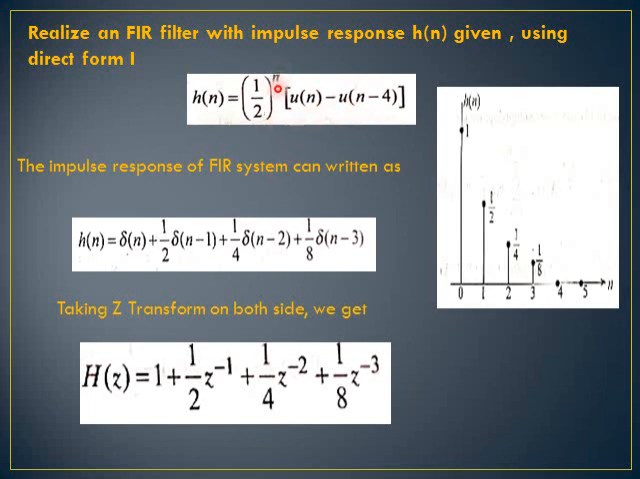So (1/2) raised to 0 is 1. The delta(n) coefficient is 1. So the coefficient of delta(n minus 1) is 1/2. Similarly, the coefficient of delta(n minus 2) is 1/4. The coefficient of delta(n minus 3) is 1/8. Taking z transform on both sides, we get H(z) is equal to 1 plus 1/2 z raised to minus 1 plus 1/4 z raised to minus 2 plus 1/8 z raised to minus 3.